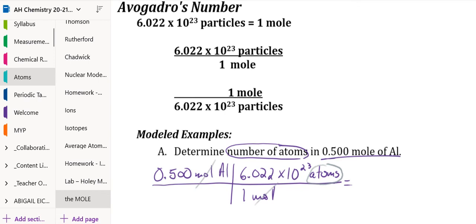Let's review significant figures. Is Avogadro's number going to affect significant figures? No. Conversion factors don't affect sig figs. So what am I going to look at to determine the number of significant figures? And how many significant figures does it have? 3. So the 0.500 has 3 sig figs, so our answer should also have 3. When you typed it into your calculator, what did you get?